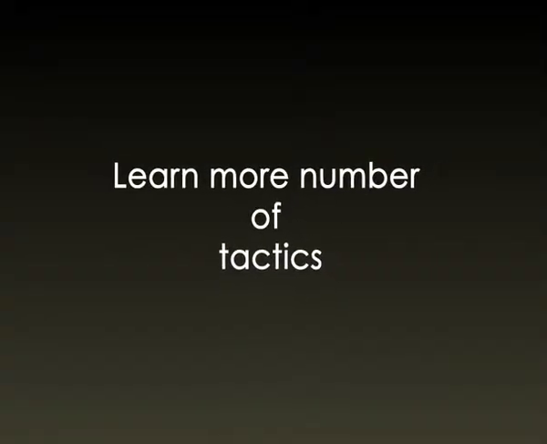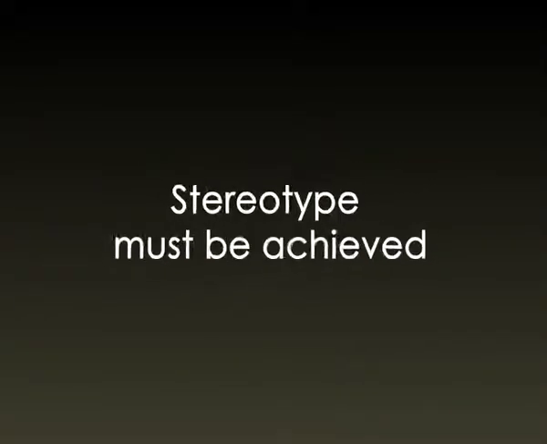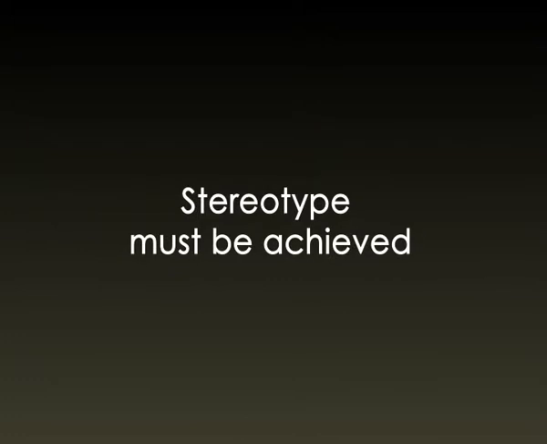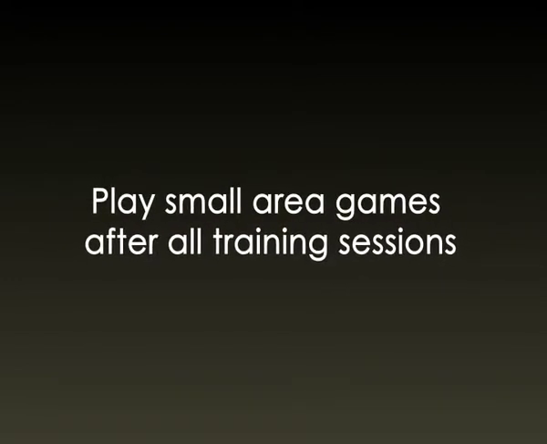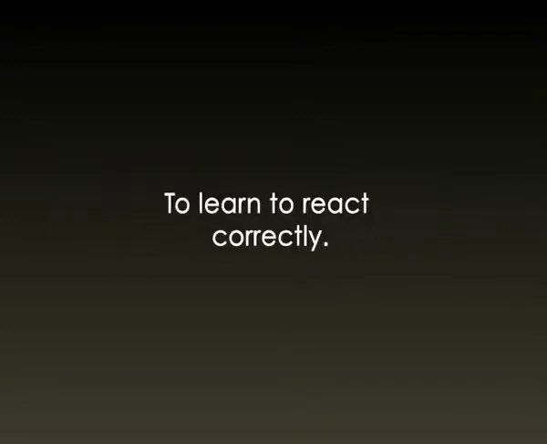The response to a tactical stimulus is the fastest and to visual stimulus is the slowest. Games and sports can be categorized as requiring simple reaction ability and complex reaction ability. The nature of exercises may comprise learning a greater number of tactics, a stereotype must be achieved, shooting, hitting or throwing on uneven surfaces and trying to collect the ball, play small area games after all training sessions, to learn to react correctly.